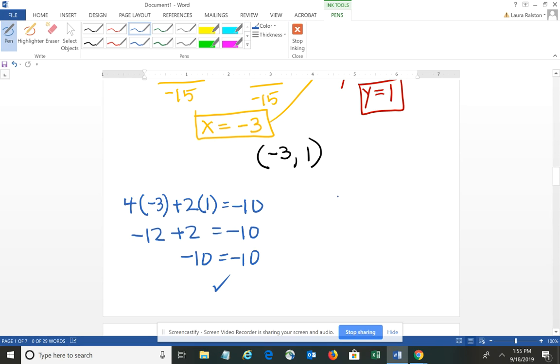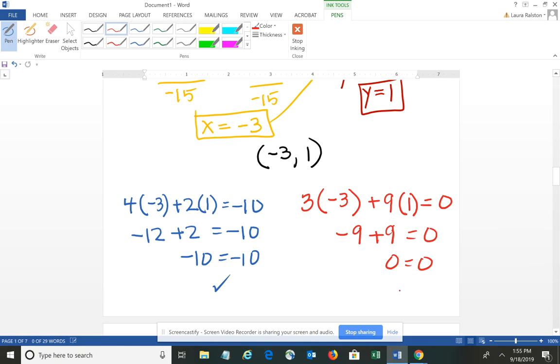Then I have to do it for the other one. I would have 3 times negative 3 plus 9 times 1, and that should be 0. I have negative 9 plus 9, 0 equals 0. It is a true statement. So there again, I know that I have the correct answer.